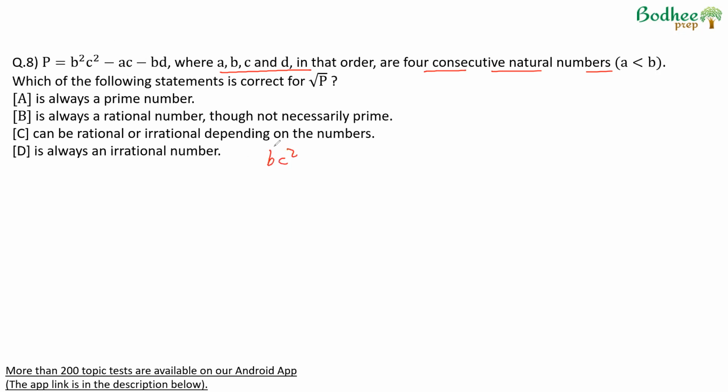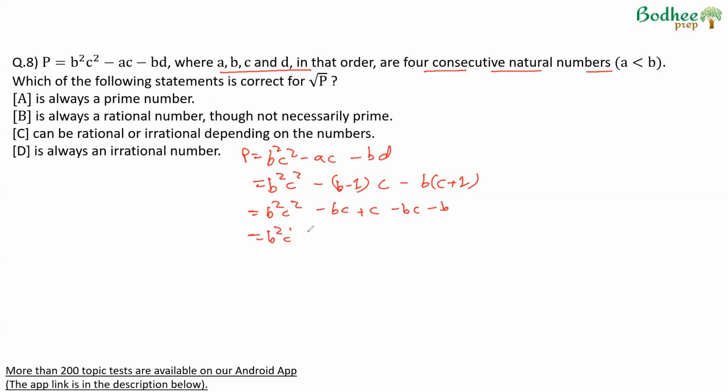I am trying to reduce this expression in B and C. Because we have a square of BC, I will convert everything into B and C and from there see how it works out. B square, C square. A can be written as B minus 1 because it will be 1 less than B, consecutive natural numbers. C is C, B is B, D can be written as C plus 1. This becomes B square, C square minus BC minus C minus BC. This will be minus BC plus C minus BC minus B.